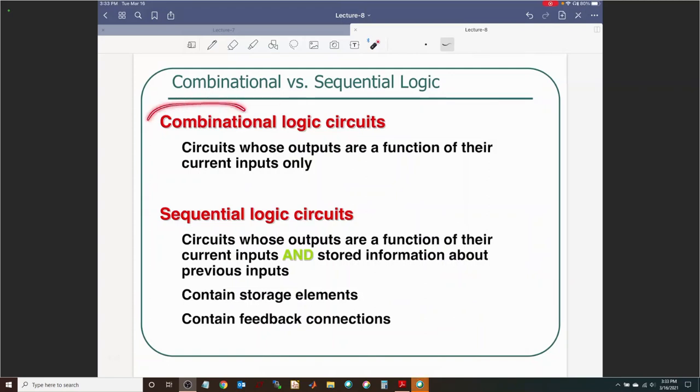So far we have been here in this world, combinational logic, where circuits whose outputs are a function or combination of the current inputs, which means one or more outputs depend on combination of present inputs. I don't know if this term current confuses you. That's not the current voltage resistance. Current is present. So that was combinational logic.